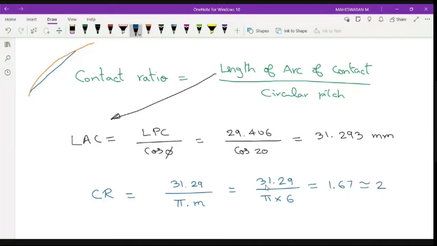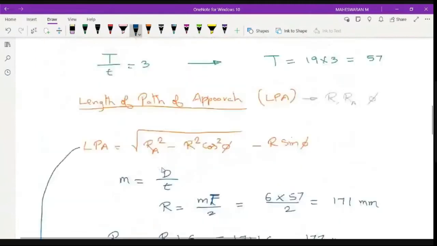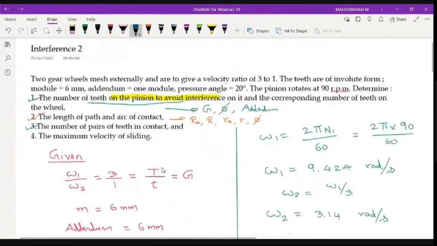Approximately 2 teeth are having contact. That is my next point, so this is also identified. Next, you have to identify the maximum velocity of sliding. You don't need to identify both velocities. The formula for velocity of sliding is omega 1 plus omega 2 into either the length of path of approach or the length of path of recess. You identify which is greater and substitute that.